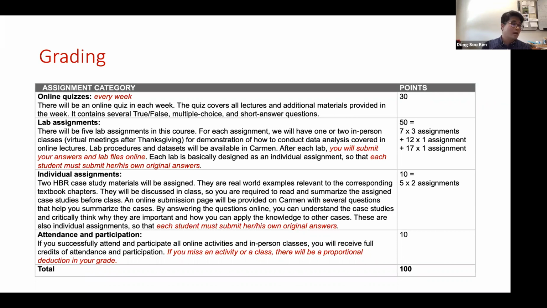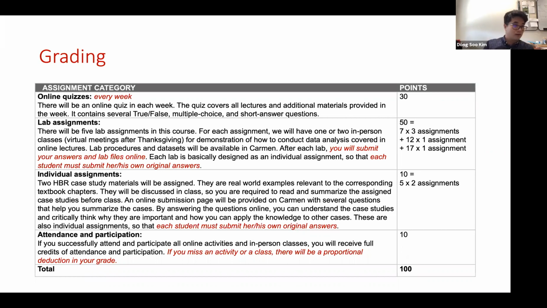An online submission page will be provided on Carmen with several questions that help you summarize the cases. By answering those questions, you can understand the case studies and critically think why they are so important and how you can apply the knowledge from the case studies to other cases. These are also individual assignments, so each of you must submit your own original answers. And of course, any types of collaboration are not permitted.